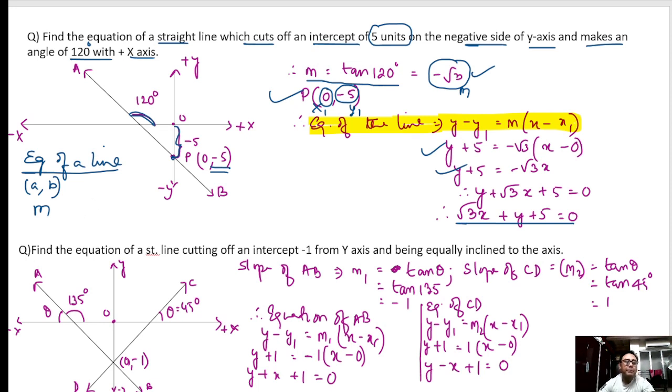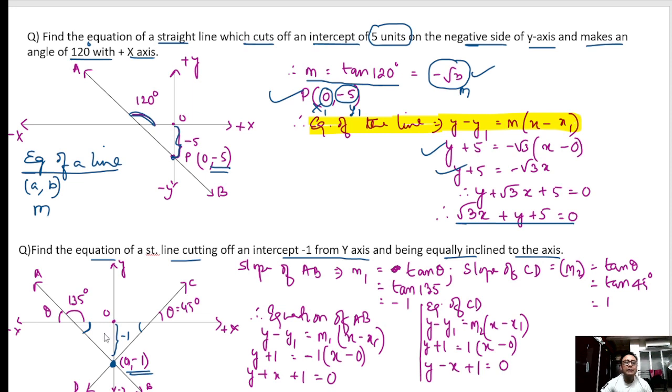Similarly, find the equation of a straight line cutting off an intercept -1 from the y-axis. So see, you can see this is that -1 from the y-axis. That means this coordinate will be (0, -1), and the line is equally inclined to the axes. That means these angles are equal. These angles are equal. Okay.